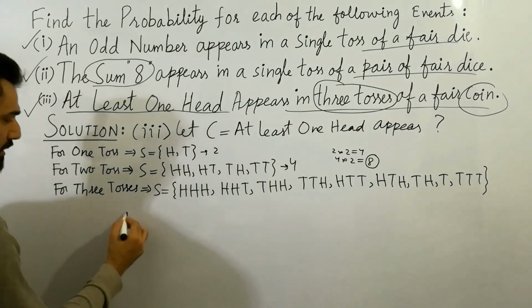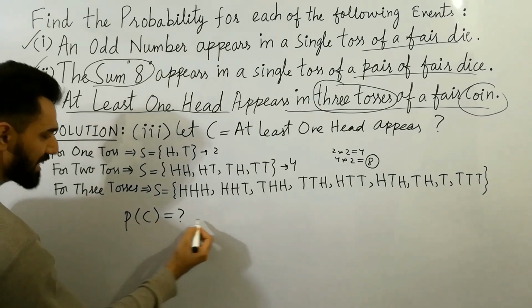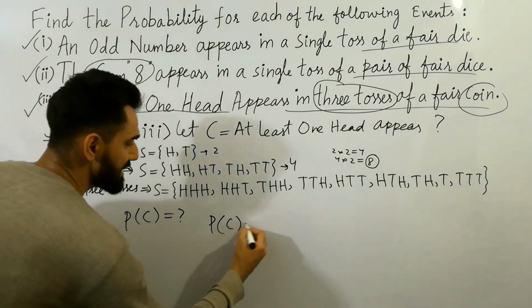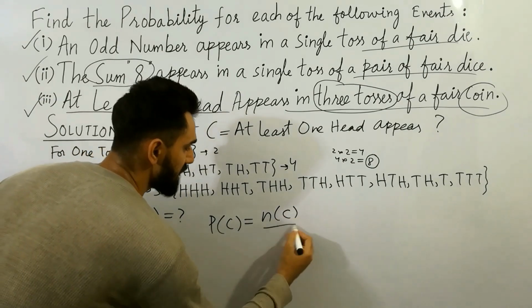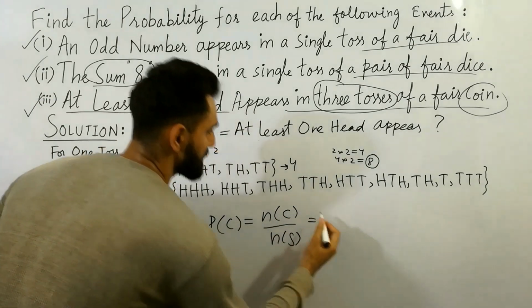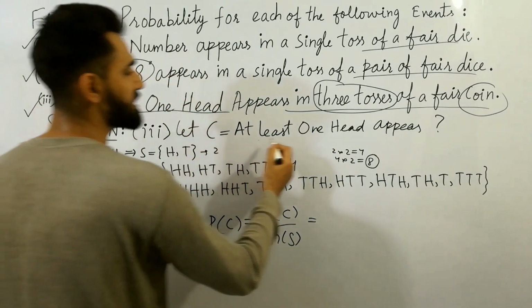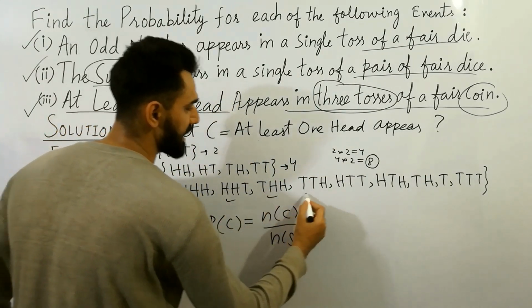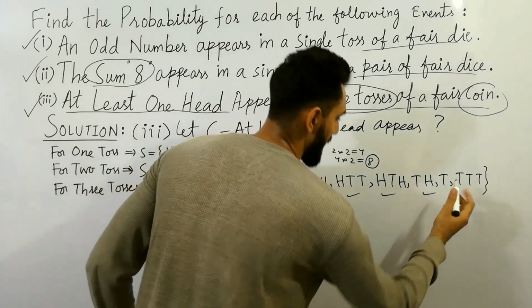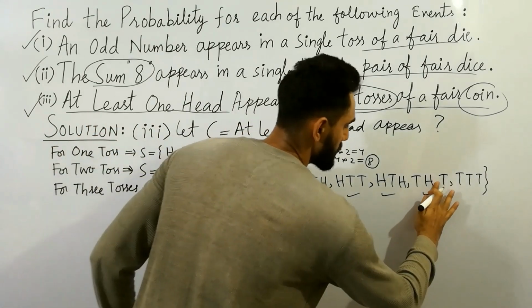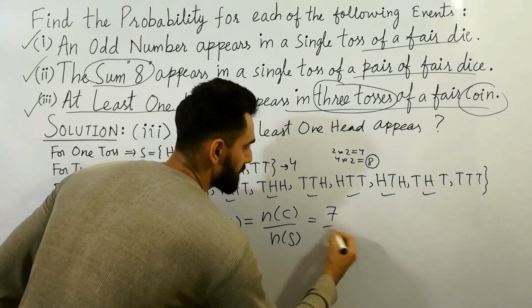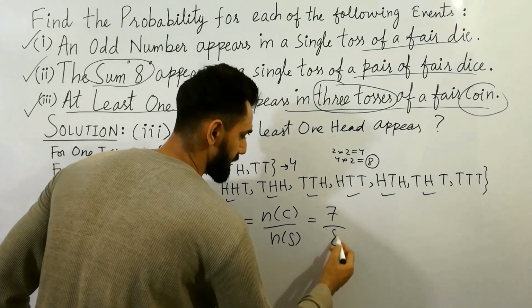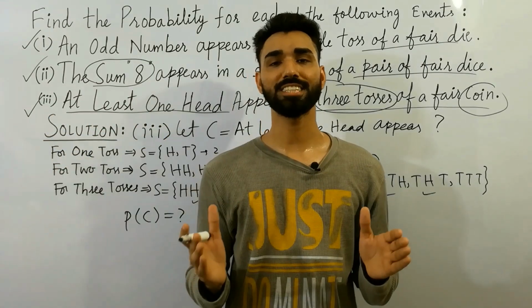You have to calculate the probability of C. What is the probability of C? Probability of C is equal to the number in C divided by the number in the sample space. C is the outcomes where at least one head appears. So here, these are 1, 2, 3, 4, 5, 6, 7. So these are the 7 outcomes. So put here 7 divided by the whole number, which is 8. So here is the probability.